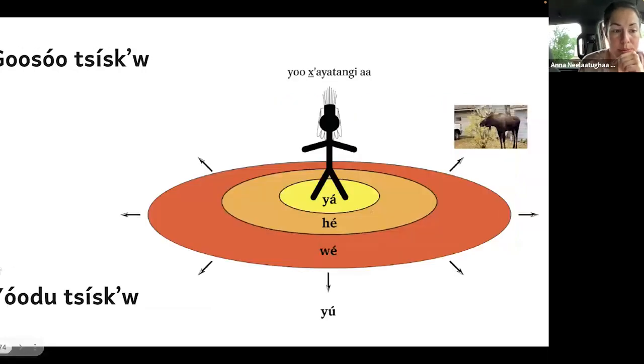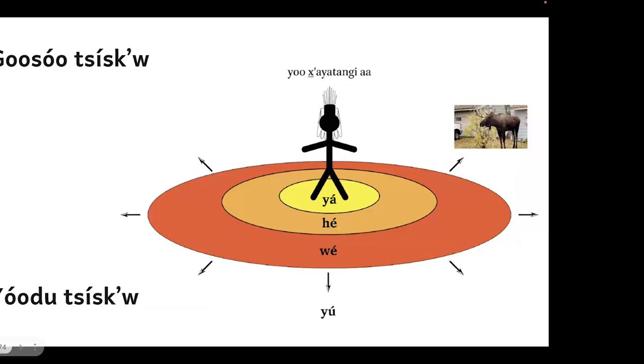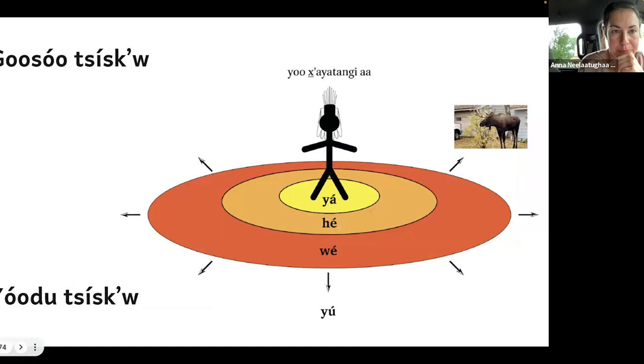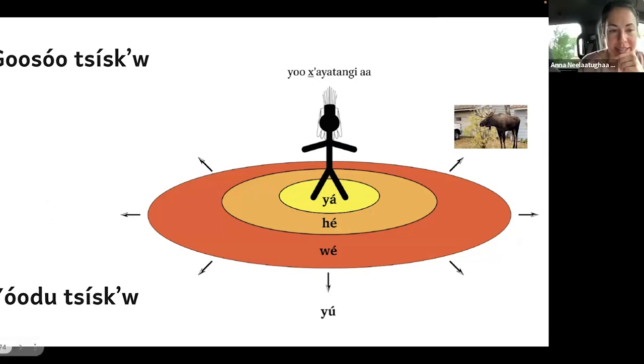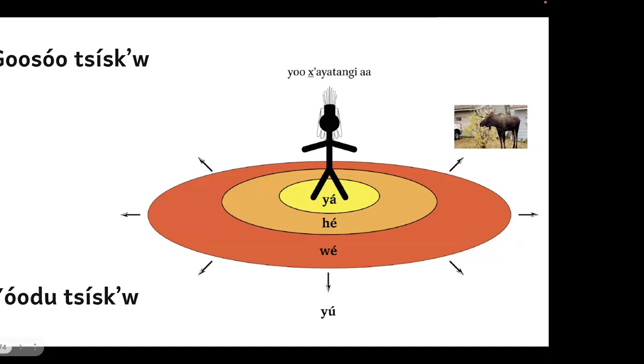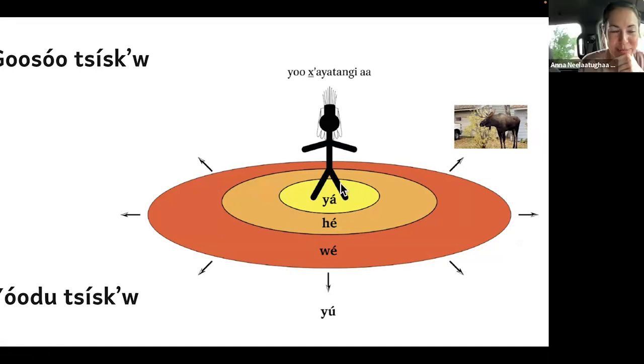Gusut is. And what did I ask here? Gusut is. Where's the moose? Yeah. And what did you all say? All the way over there. Yeah. Over yonder is the moose.